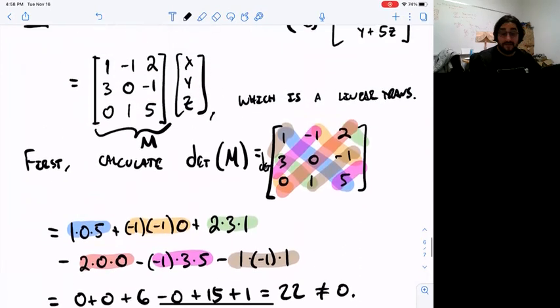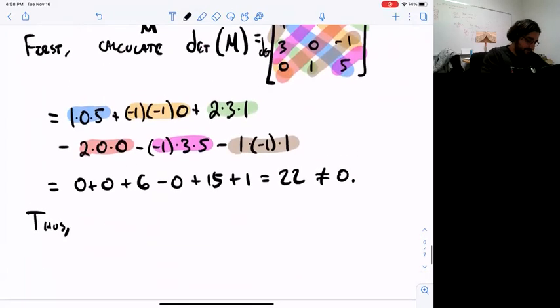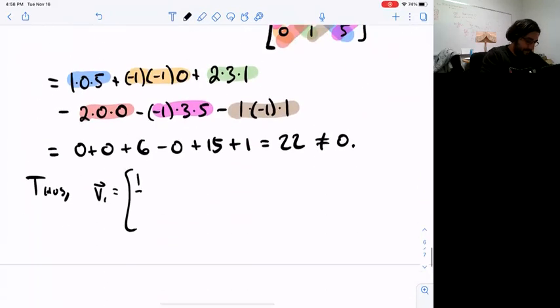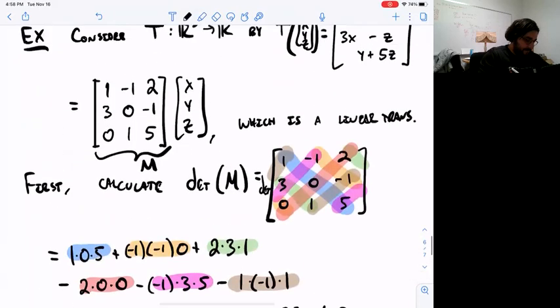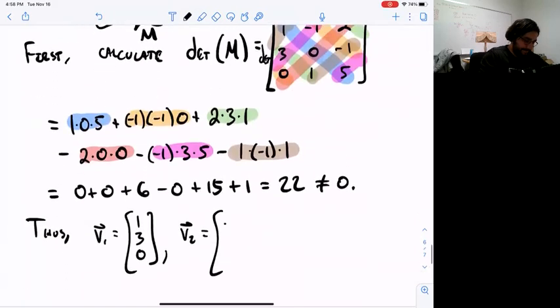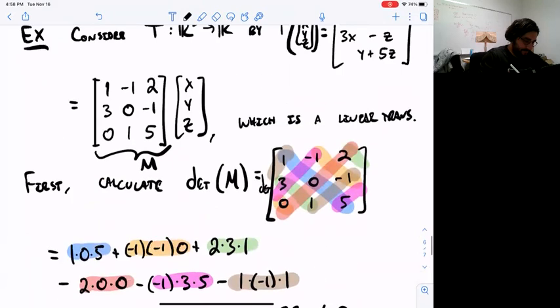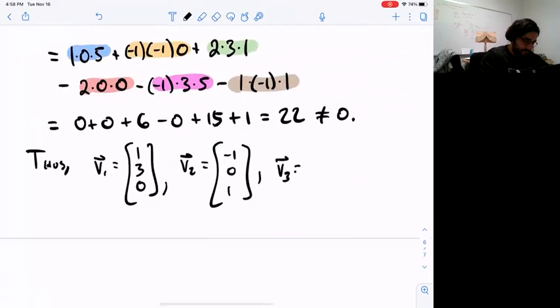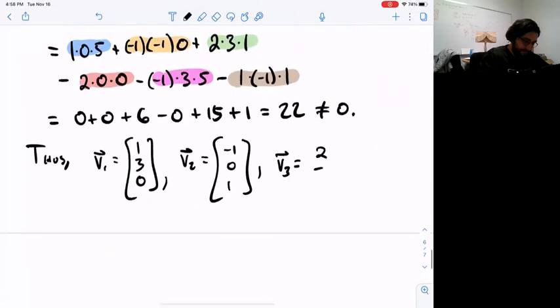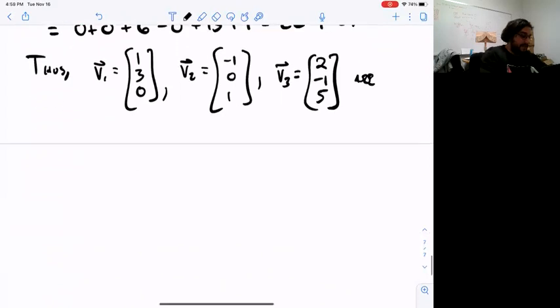So here I have this determinant. So I'm going to conclude that these columns are linearly independent.